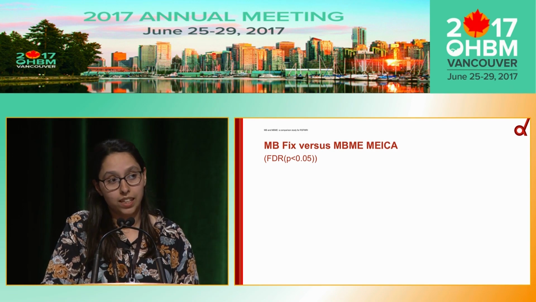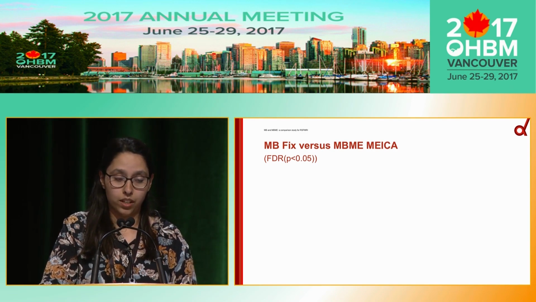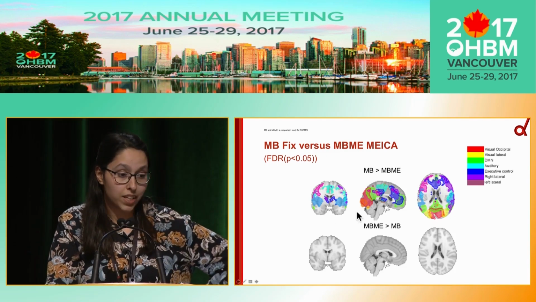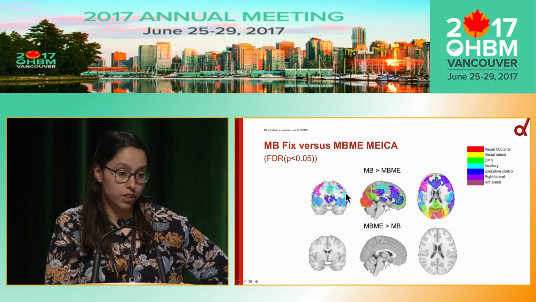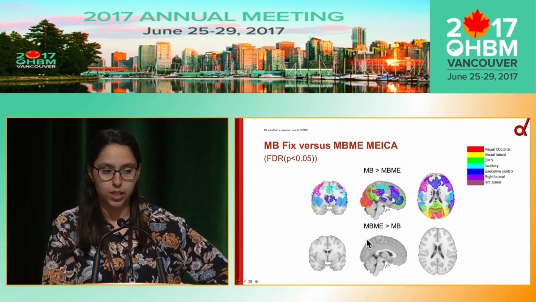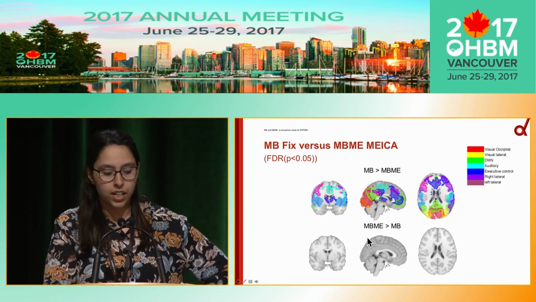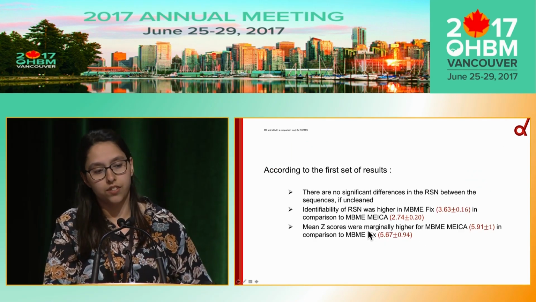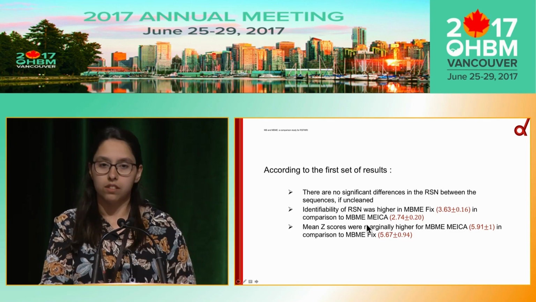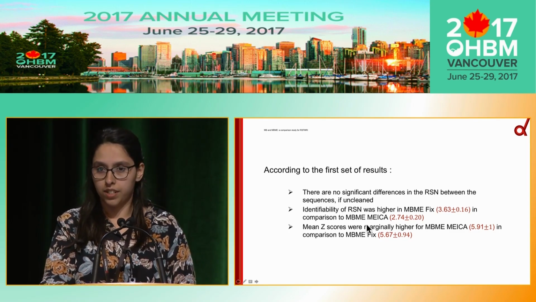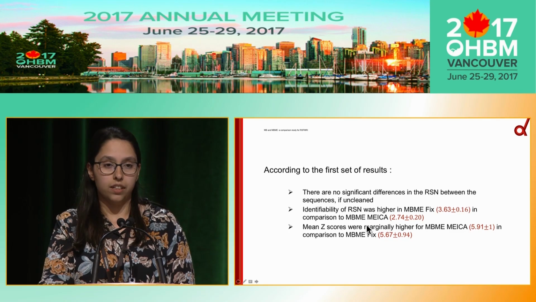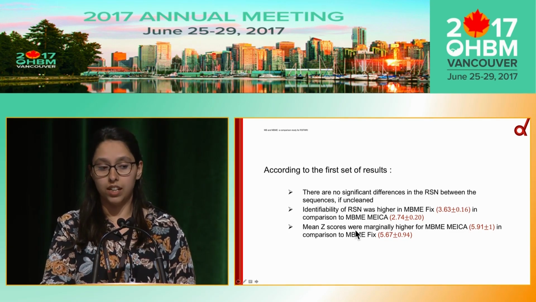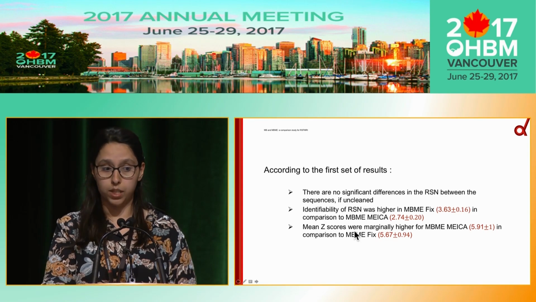When multiband is cleaned with FIX and multiband multiecho is cleaned with MICA, we found that multiband FIX is performing better in most of the networks in comparison to multiband multiecho. So in conclusion of these 3 points that I discussed, there is no difference between these sequences when you're comparing the resting state network sensitivity, the identifiability is higher in multiband multiecho, and the mean z-scores are also higher in multiband multiecho.